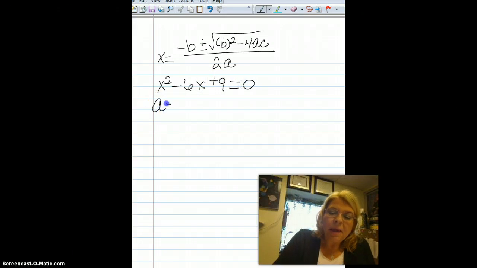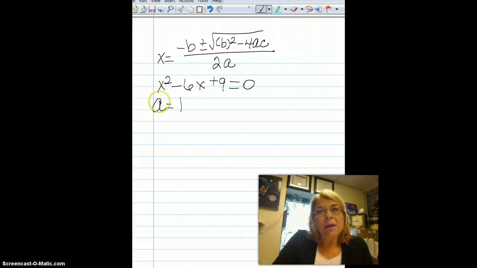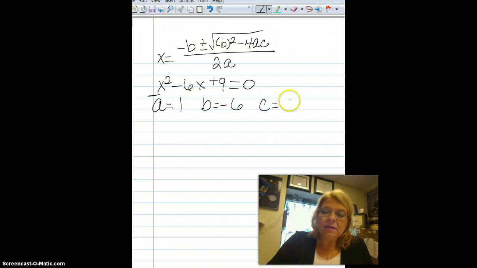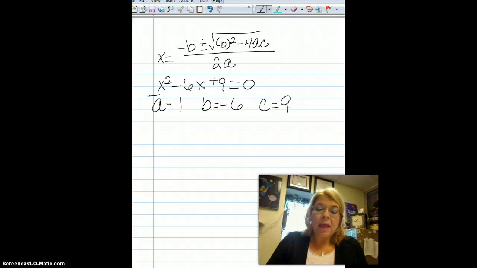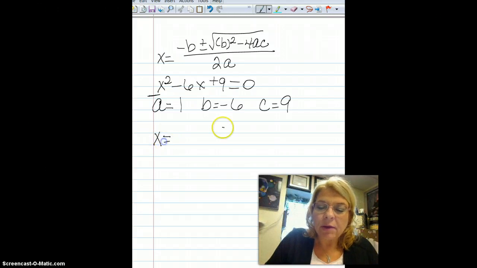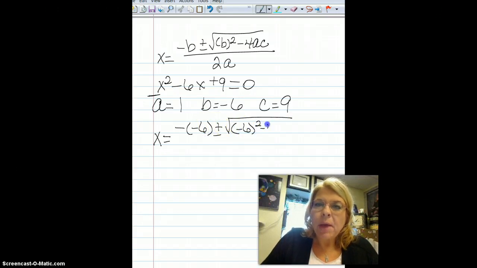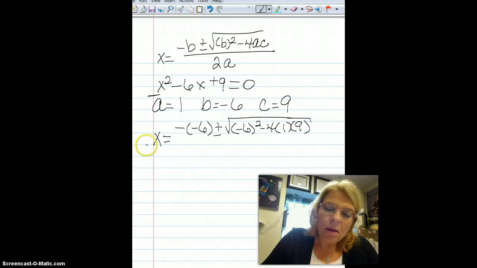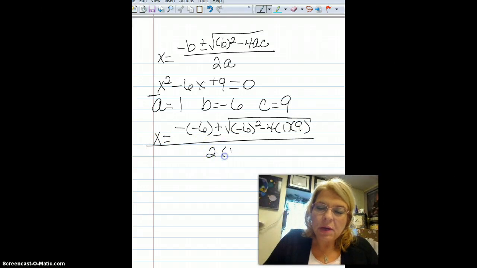In this case, my a is 1. There is a number missing in front of the x squared. When I don't have a number here, I assume it to be 1. My b is negative 6, and my c is 9. Now it's time to just put these numbers into the quadratic equation and come up with an answer for my x value. The opposite of negative 6 plus or minus the square root of negative 6 squared minus 4 times 1 times 9 all over 2 times 1.